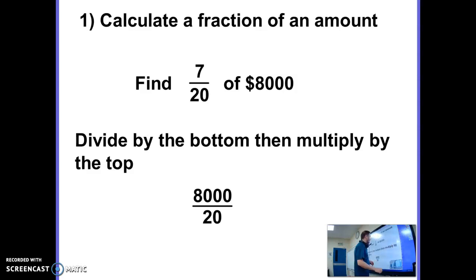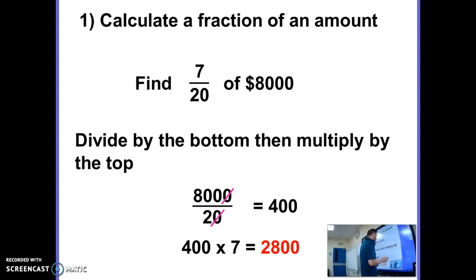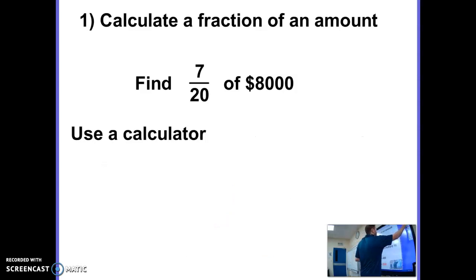So for example here, 8,000 divided by 20 would be the same as 800 divided by 2, which is 400. And then we'll take that 400, multiply by 7, 4 7s are 28, and so we get 2,800. So divide by the bottom, times by the top. Can't go too far wrong. There are many different ways to do it, but that is one quick way.